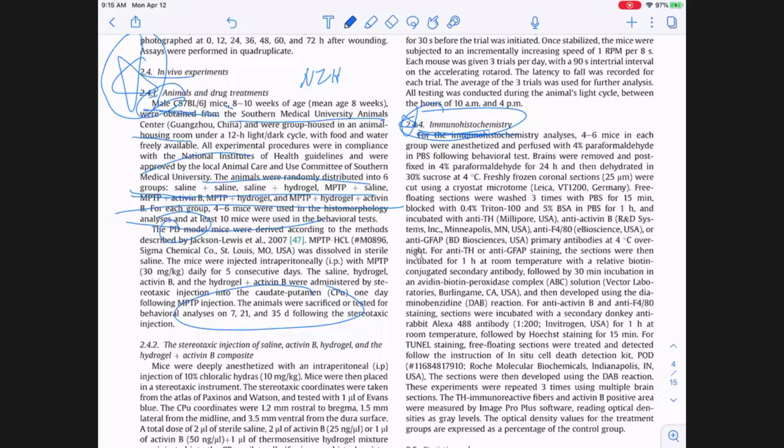So that is my previous research. I also gave you some examples like how to write the materials and methods and the expected results. Any questions?